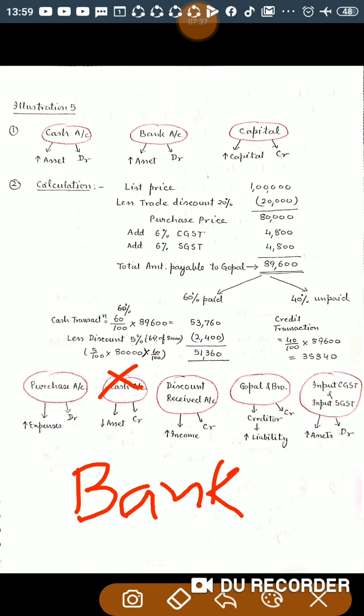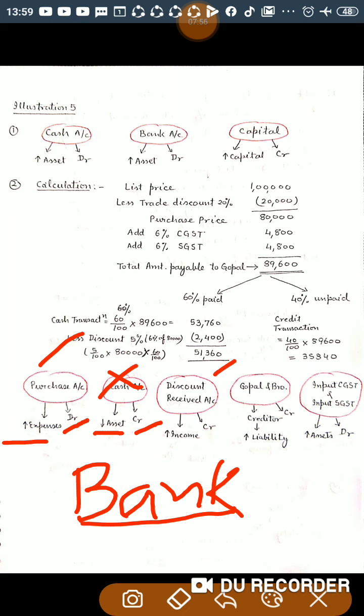Right. So the purchase account is involved. We are purchasing goods. It's an expense for the business. It is increasing, so it should be debited. The bank account is involved. It is an asset. It is decreasing. We are making payment. It is decreasing in the business, so it should be credited.